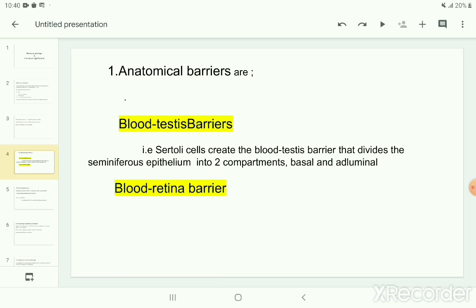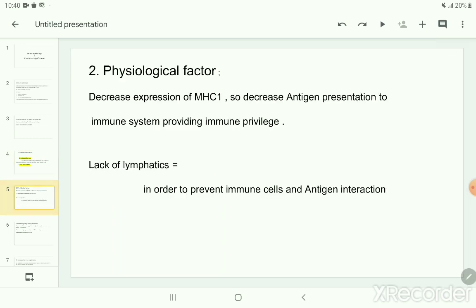The other one is the blood retina barrier, in which the internal antigens or the internal cells of the eye are protected from our immune system. The physiological factors which contribute to immune privilege include decreased expression of MHC1 on the self-antigen cells in the immune privileged tissues. When there is decreased expression of MHC1, antigen presentation is also decreased, so the immune system response will be very low. In this way, these immune privileged tissues again evade our immune system.